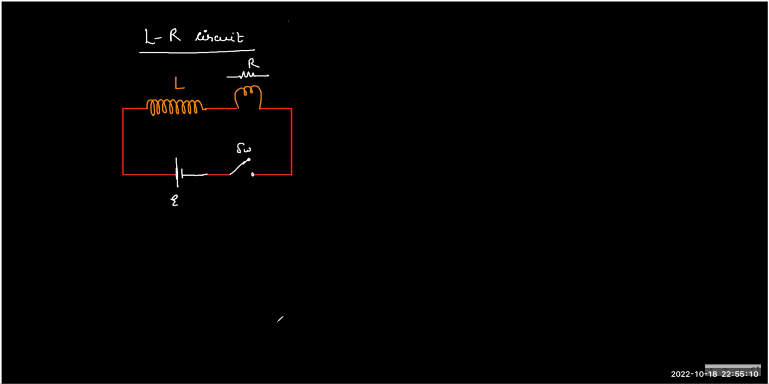So at t equals 0, we write 0 plus, just after closing the switch. If you close the switch, what will happen? Sir, initially the current will be 0 because of the presence of the inductor, and then slowly it will increase. Very good. That's right.